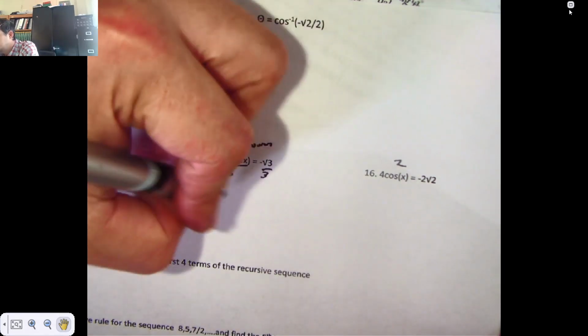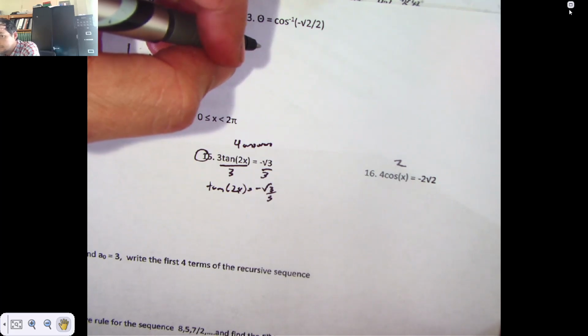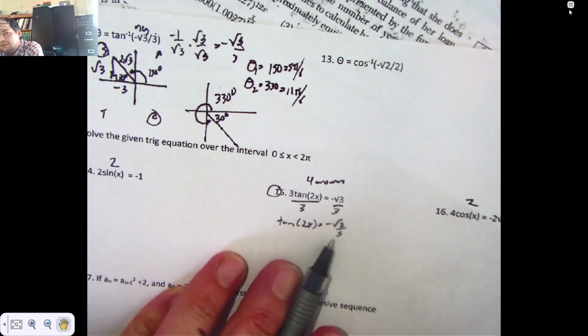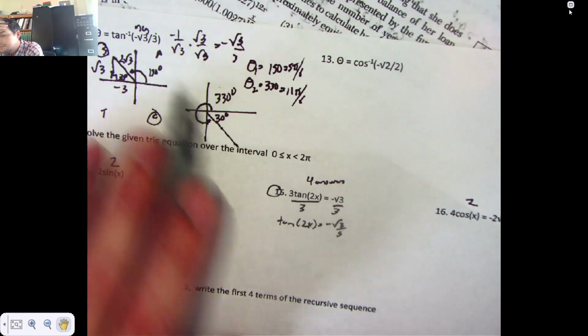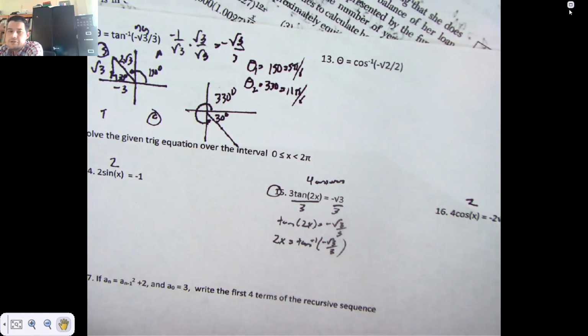I am going to divide the 3 out, and I have the tangent of twice x is negative root 3 over 3. What I'm going to do is figure out where this is true, and by the way, that was up here, wasn't it? Notice this? Isn't that the same problem except there's a 2x in here? It turns out that 2x is the arctangent of negative root 3 over 3. So you've actually already got 2 of your answers for the most part.